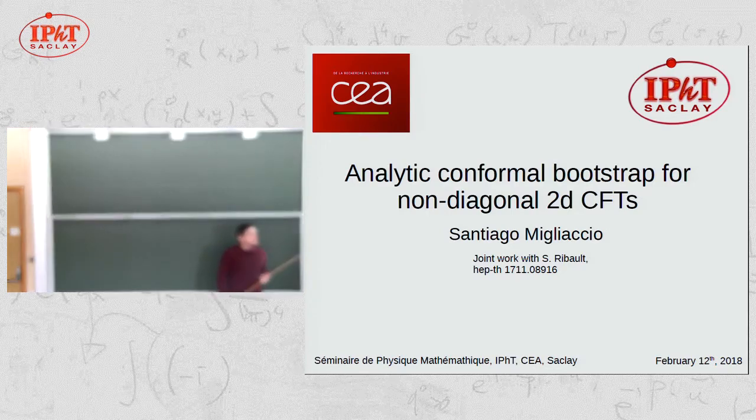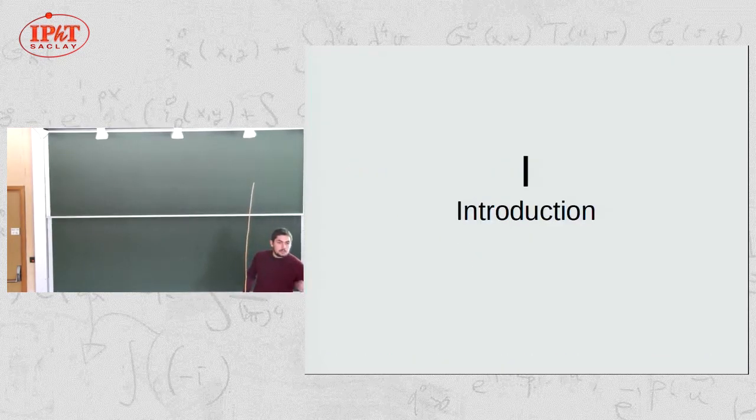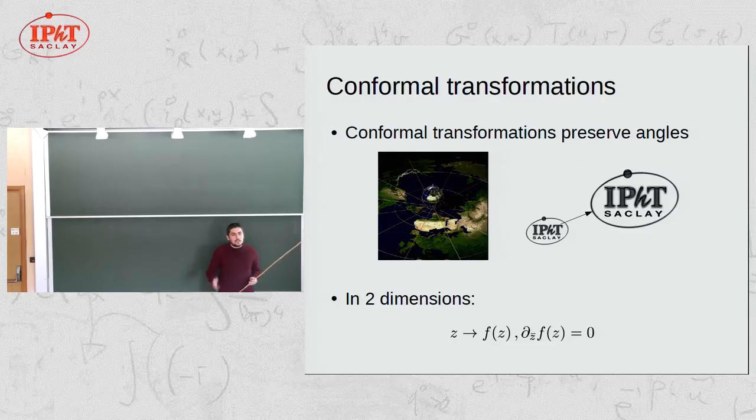So I will talk about some recent work that we did with my advisor, Sylvain Ribaud, and that you can find on arXiv under this number. So let me begin with a short introduction about conformal symmetry. Conformal transformations are transformations that preserve angles. In particular, we have rotations, translations, changes of scales, and some more complicated maps, for instance, the one that sends the sphere into a plane.